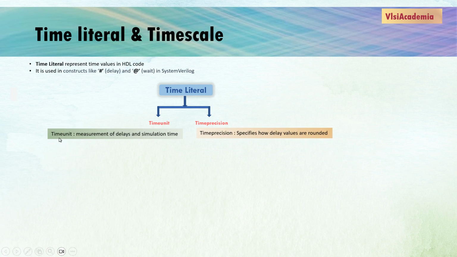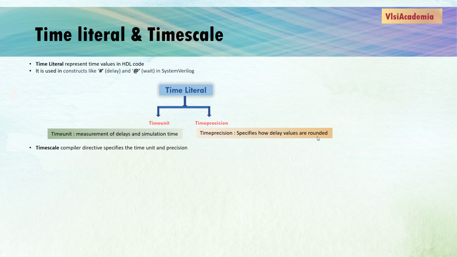So here you can see that time unit is a measurement of delay and simulation time, and time precision specifies how delay values are going to be rounded. Next comes the timescale. Timescale is a compiler directive used to specify time unit and time precision, which are used in our simulation. It sets the basic unit of our time using time unit and the smallest possible time step of our simulation using time precision. This timescale directive is typically placed at the beginning of the SystemVerilog file or at the top level of the design hierarchy.